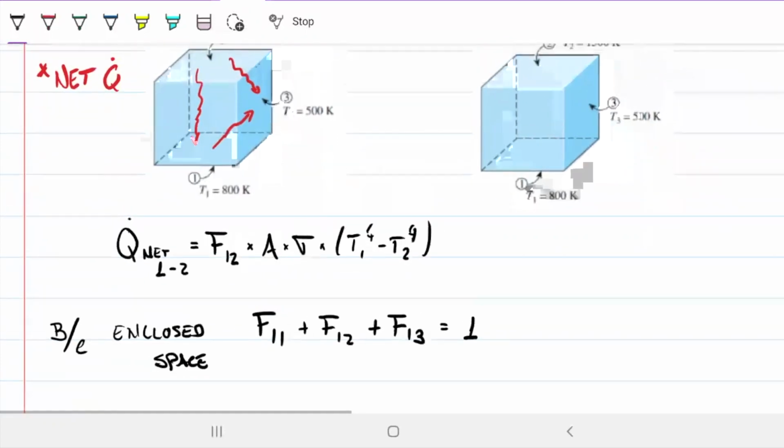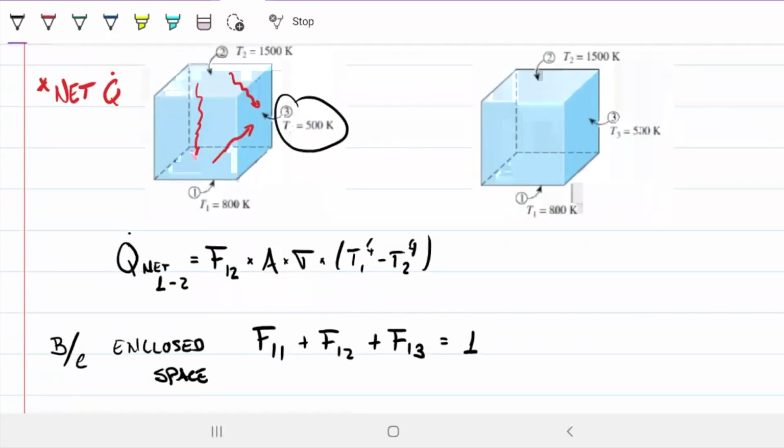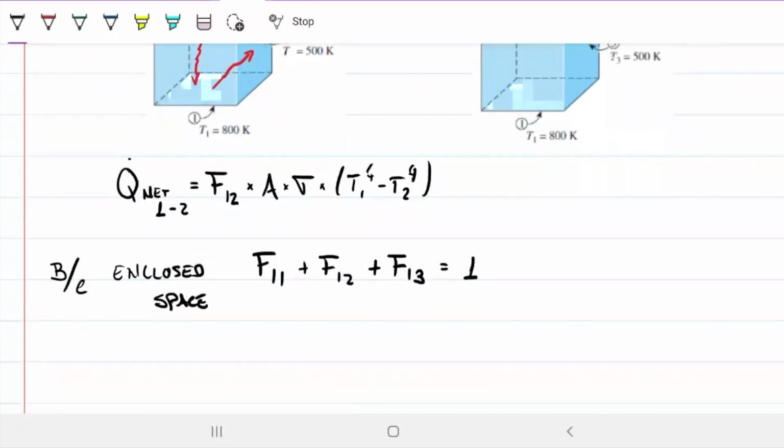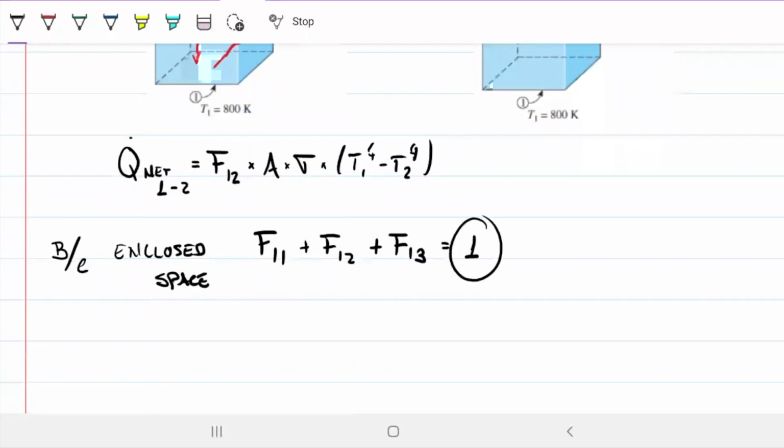Note that I'm considering the sides together as opposed to just one side because they're all at 500. So it's easier for us to think about three surfaces, picturing the sides as four times the area of one side, than to do the math for each of them and then multiply by four. But because there's no other way for the energy to go, the sum of the shape factors has to be one. All we're saying is that the sum of all the energy leaving the body has to be 100% of the energy. It's a very simple statement.